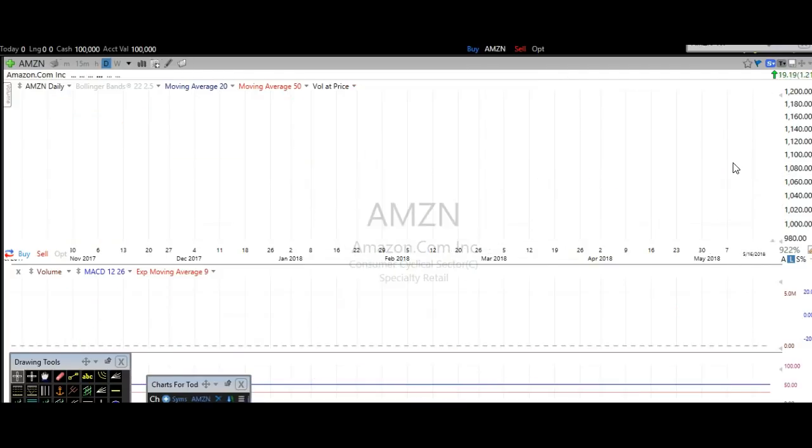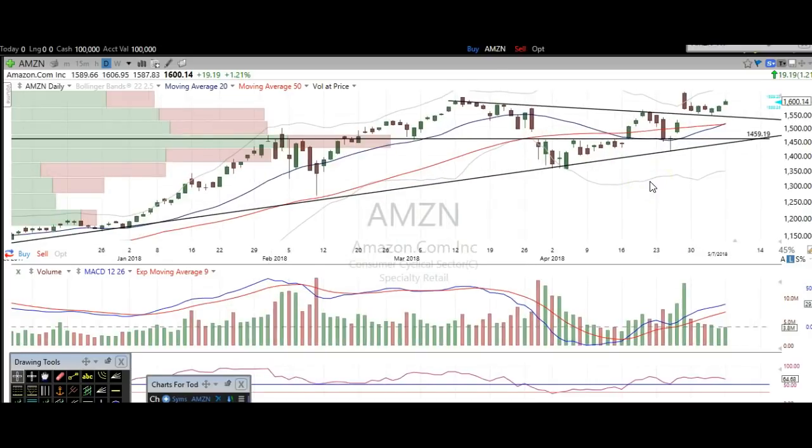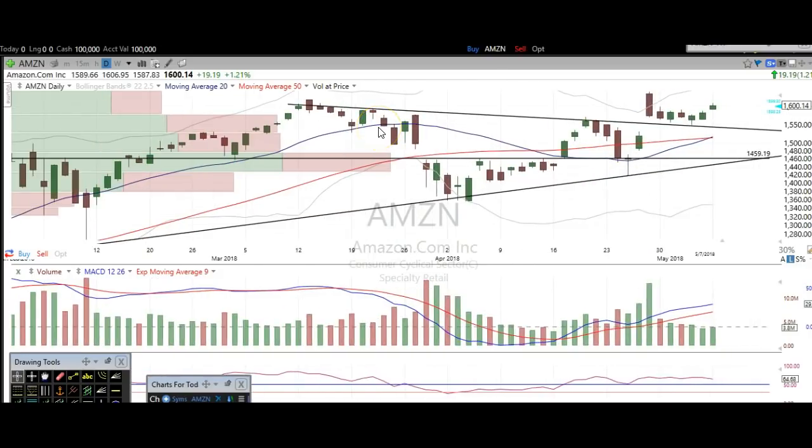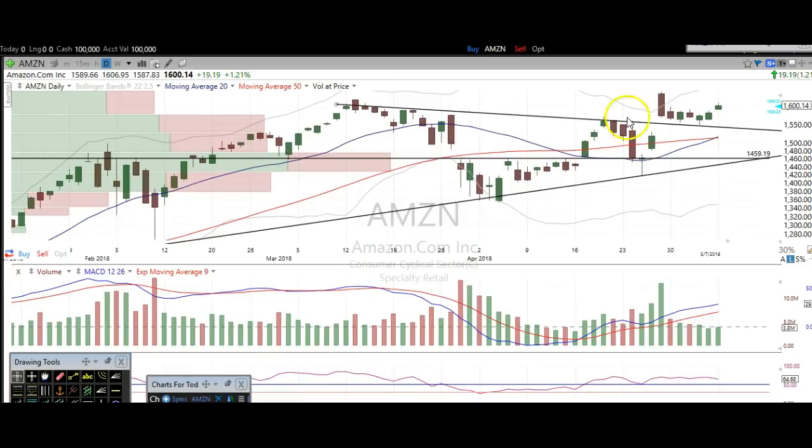All right, so Amazon right here. This is another one we called for an upside move. We pointed out this big gap up on earnings, made a new all-time high on earnings. This is bullish. Breaking out to new all-time highs on earnings is one of the most bullish things that can ever happen to a stock. So really keep that in mind in the future. Does that make sense? You understand that?